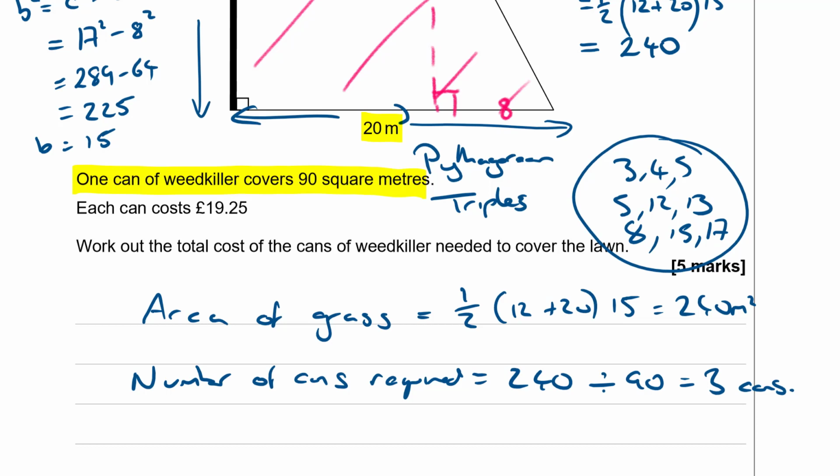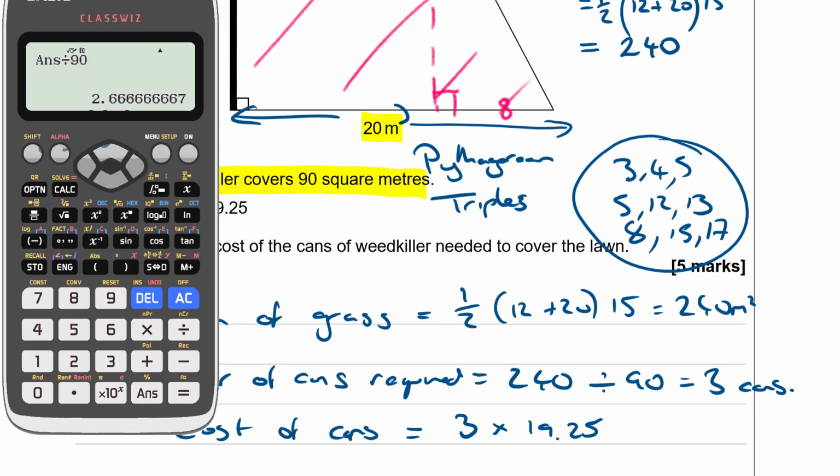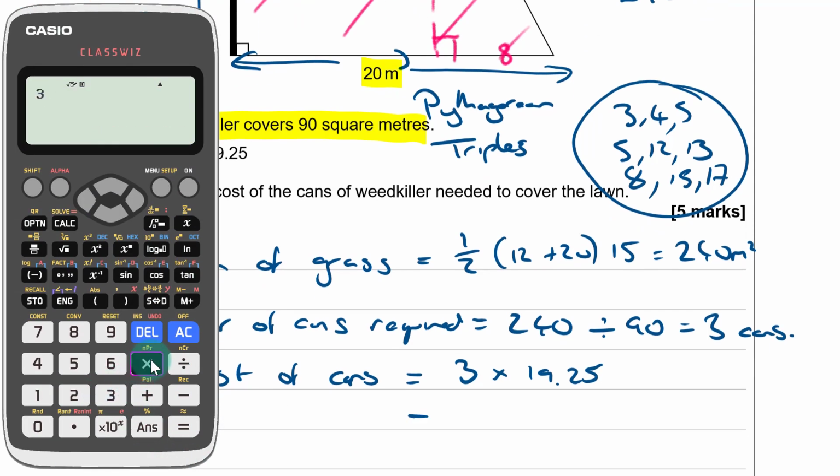Right, so the cost of each can is £19.25. So cost of cans equals 3 times £19.25. Just quickly type that into the calculator. 3 times 19.25, £57.75.